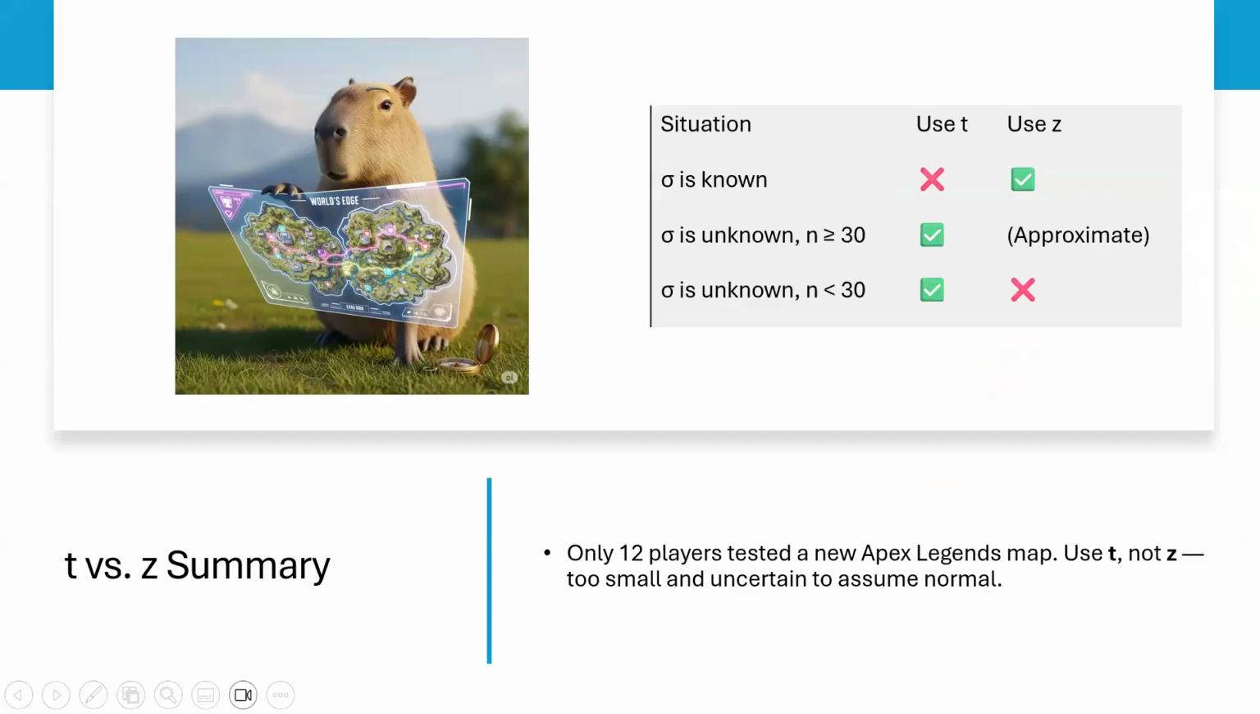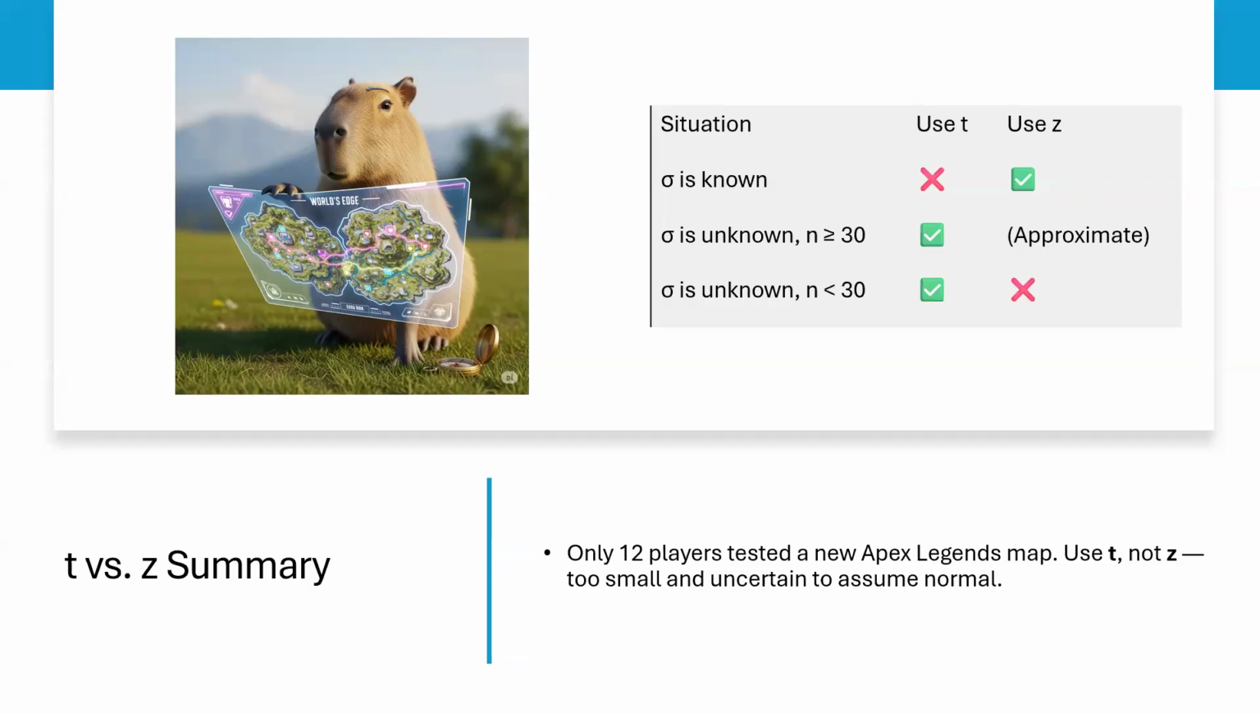Let's compare the Z-distribution to the t-distribution. The Z-distribution assumes we know the population standard deviation. Not likely in the real world unless you have massive clean data sets. The t-distribution, on the other hand, uses the sample standard deviation, and its shape depends on degrees of freedom, df equals n minus 1.